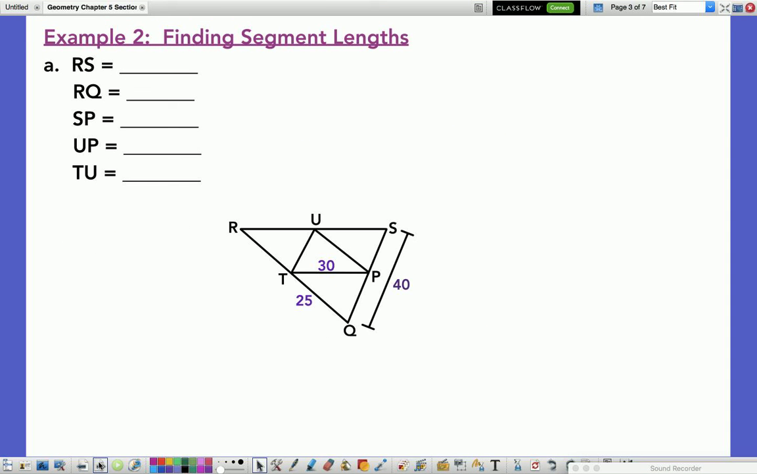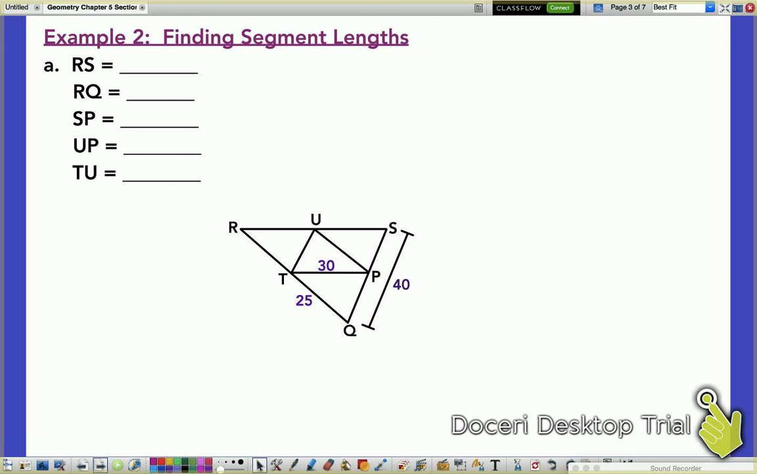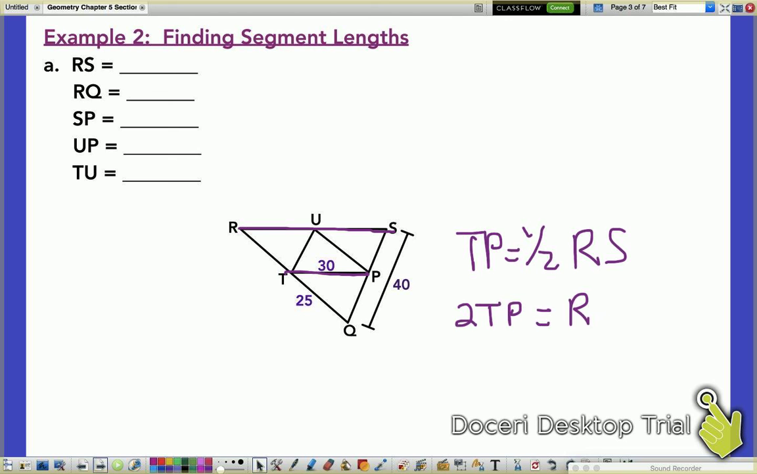Okay, now we're going to be given some values here to solve. So RS, which is this, okay, that is parallel to TP. Okay, I also know that TP is half of RS. So 2 times TP would make RS. So if TP is 30, RS would be 60.